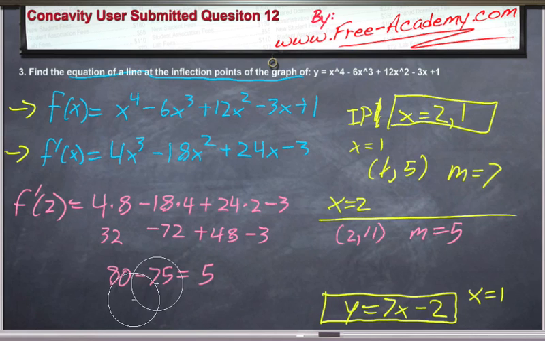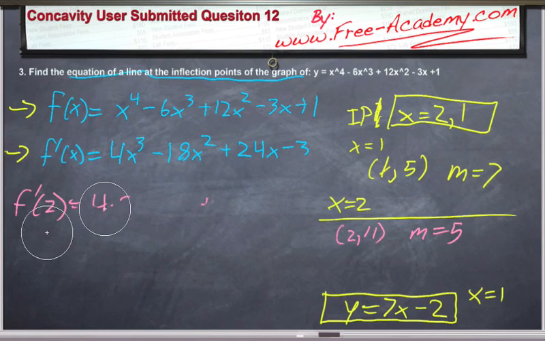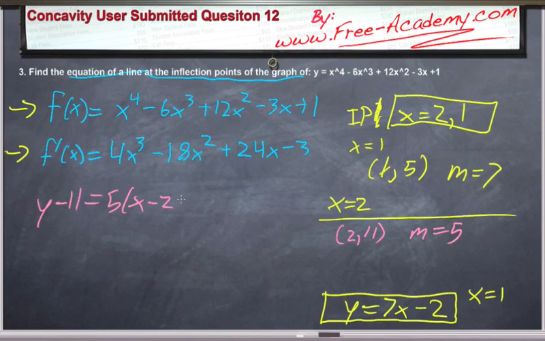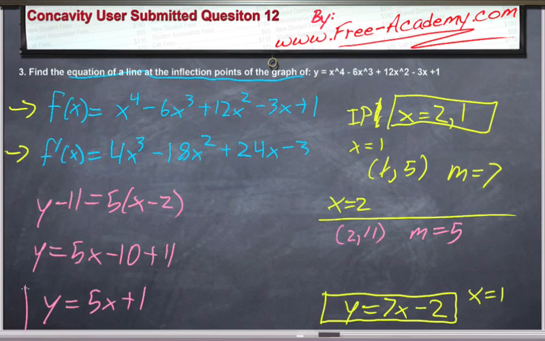So now we have the point, and the slope is equal to 5. We can put this into point slope form as well, and get the equation for the line. y minus 11 equals 5 times x minus 2. This will be y equals 5x minus 10 plus 11. y equals 5x plus 1 is the equation for our line at the inflection point that occurs at x equals 2. And there we have it.